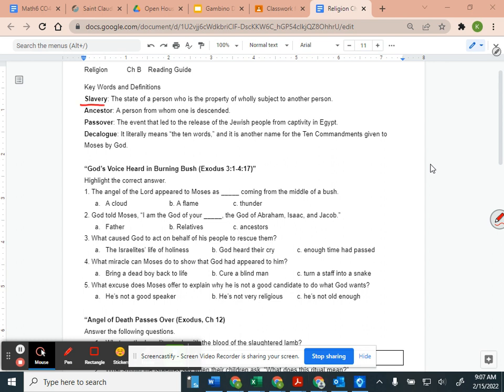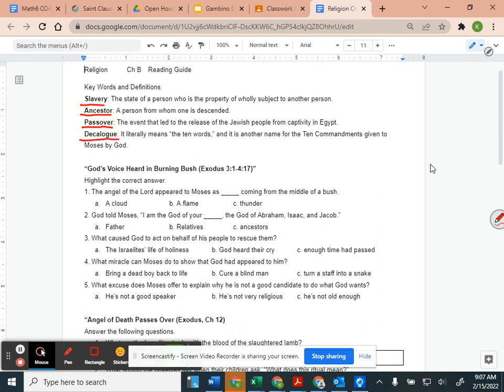So slavery, we just learned about that in social studies. The state of a person who is the property of, wholly subject to, another person. An ancestor is a person from whom one is descended. So your ancestors are the people in your family that lived before you. Passover is the event that led to the release of the Jewish people from captivity in Egypt. And we're going to be learning the story of the Passover and why it's celebrated every year around Easter time.